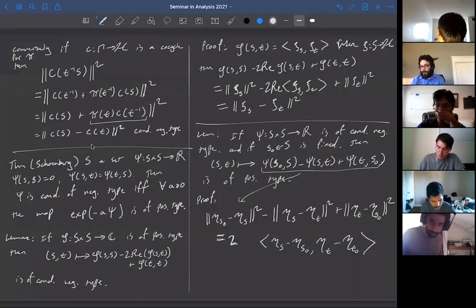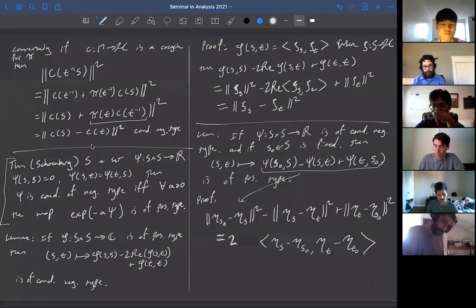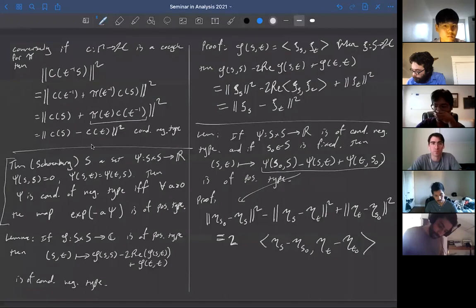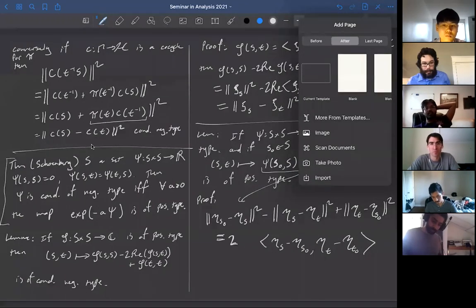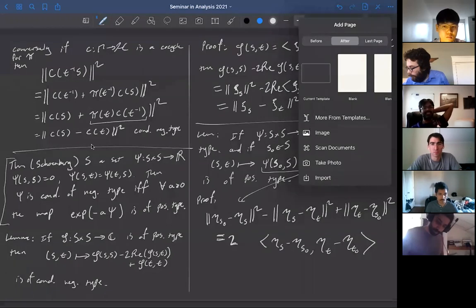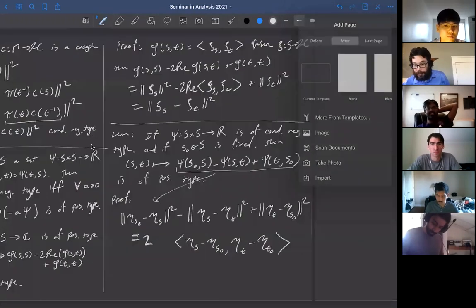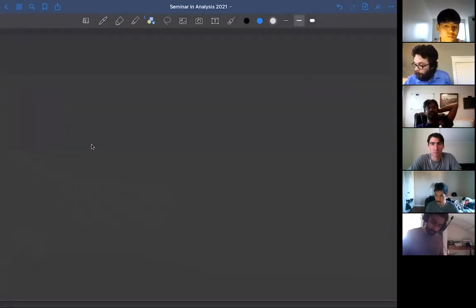All right, so using these two lemmas, I can now prove to you Schoenberg's theorem. Yeah, I'll need to go on to a new page. All right, sorry about constantly erasing what I've just written, but let's go on to a new page and we can prove Schoenberg's. So, proof.